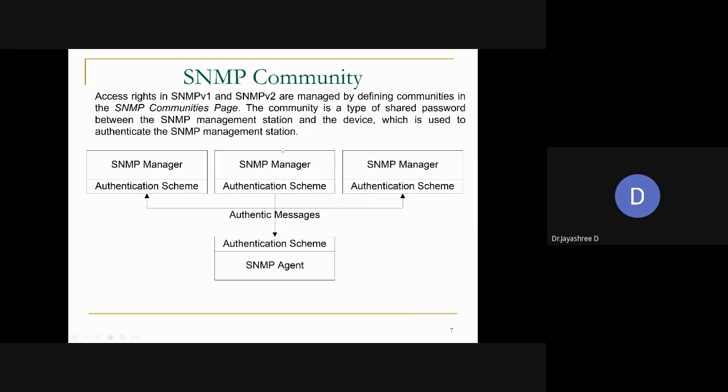A manager can have different types of access rights to an agent. One may need access to one or two objects in the MIB, another to a different set of objects, and another to four or five objects. Depending upon the policy or agreement they both have, the community is able to interchange information. That is why they have given many to one here.